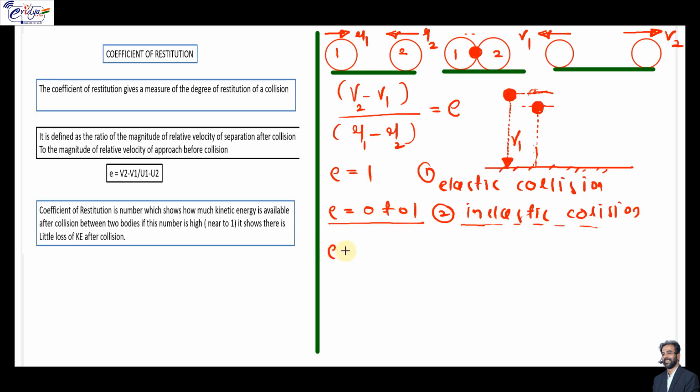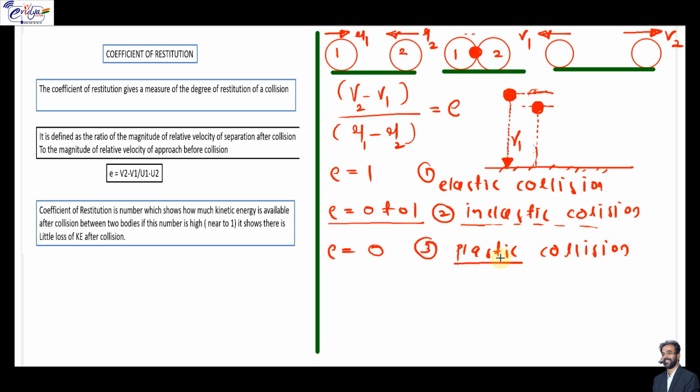And remember the possibility when coefficient of restitution is 0. When this is 0, what happens? v2 minus v1 is equal to 0. So v2 is v1, and that velocity becomes one velocity, that is called a common velocity. After this type of collision, the bodies lock together, two bodies become one united body. So that total body moves with some common velocity, v common, and that is an example of plastic collision.